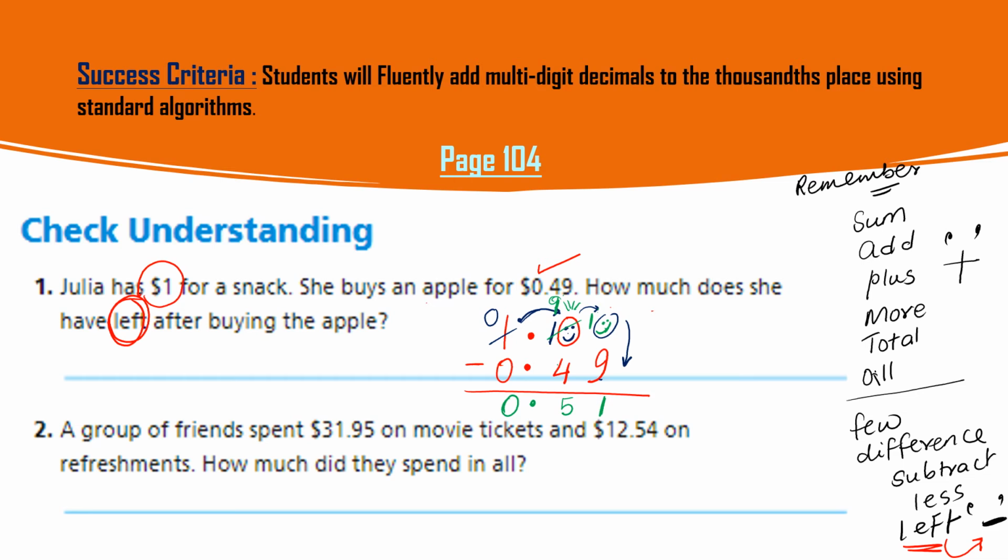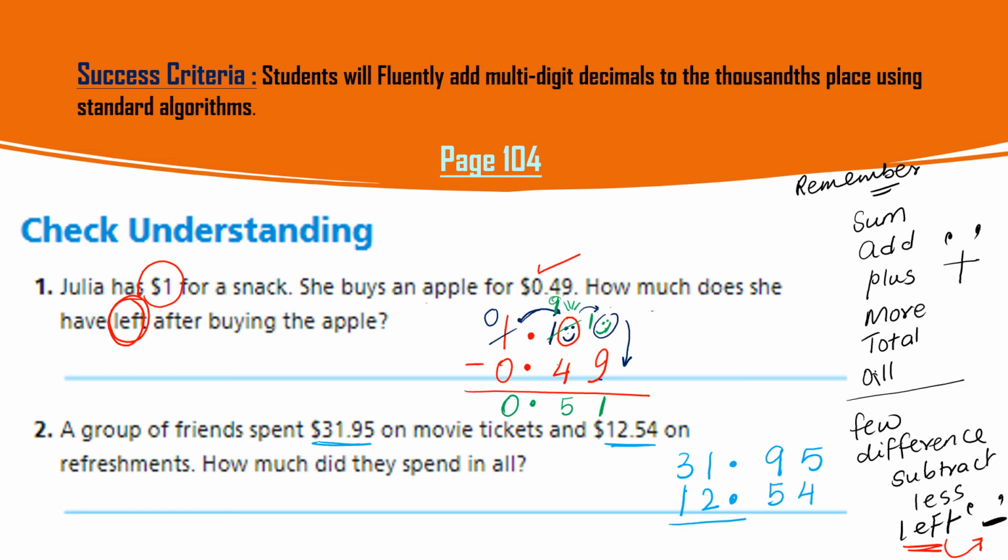And understand, a group of friends spent $31.95. So let's write here 31.95. Write it separately, okay? On a movie ticket, and 12.54 on refreshment. Okay, so let's write 12.54. Under the point, point. Before the point 2 is written, and before the 2, 1 is written. Write all the digits under each other. After the decimal 5 and then 4.